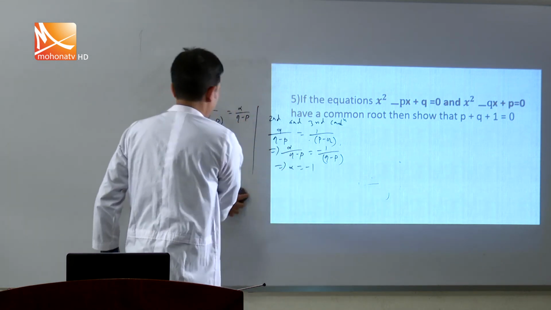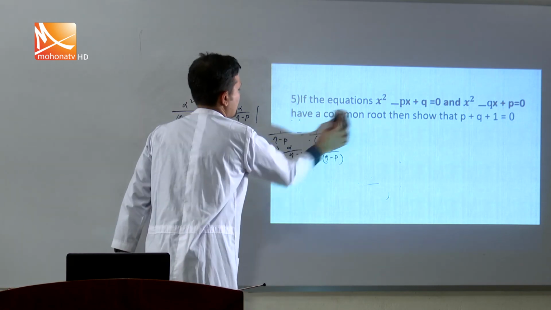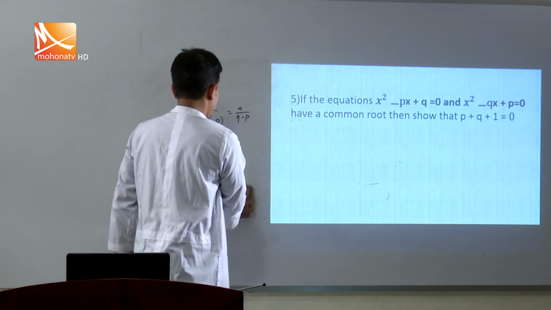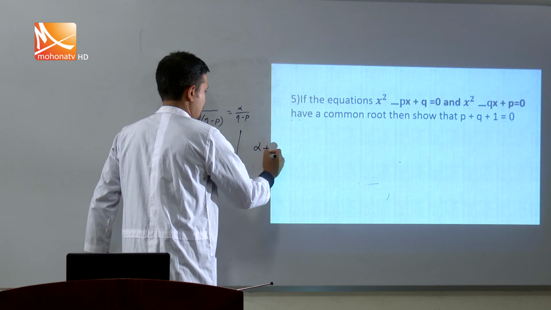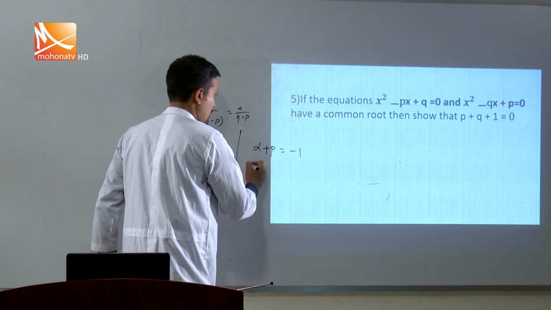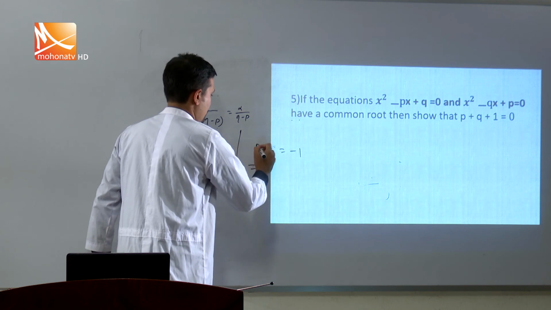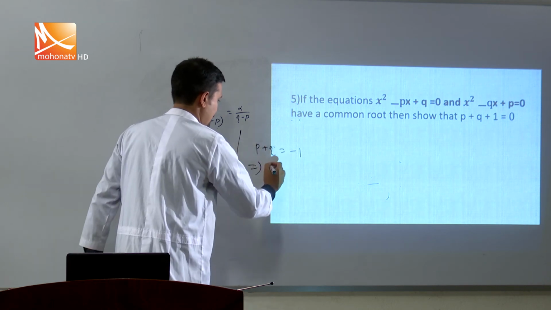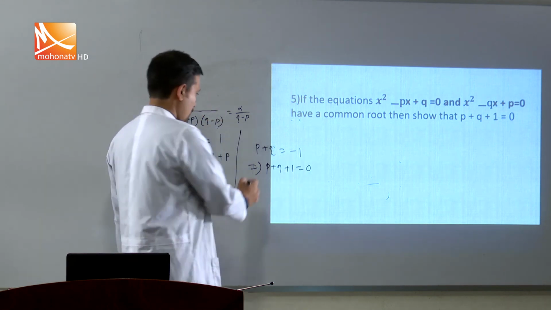Then we get p plus q equals minus 1. Both are values of alpha, so p plus q equals minus 1, or p plus q plus 1 equals 0. Therefore, p plus q plus 1 equals 0.